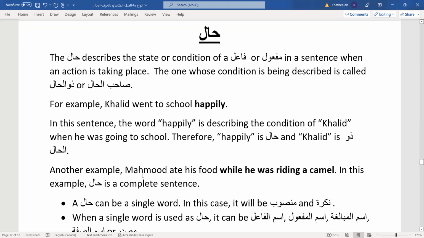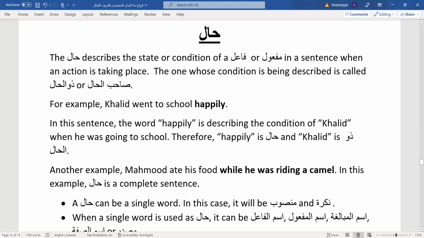Another example is Mahmoud ate his food while he was riding a camel. So he was eating food and riding camel at the same time. So when Mahmoud was eating food, what was his state or condition? He was riding a camel. So now in this example, a full sentence is used to describe the state, the hal of Mahmoud. So over here, Mahmoud is Dhul Hal, and its hal is being described by a sentence. He was riding a camel.